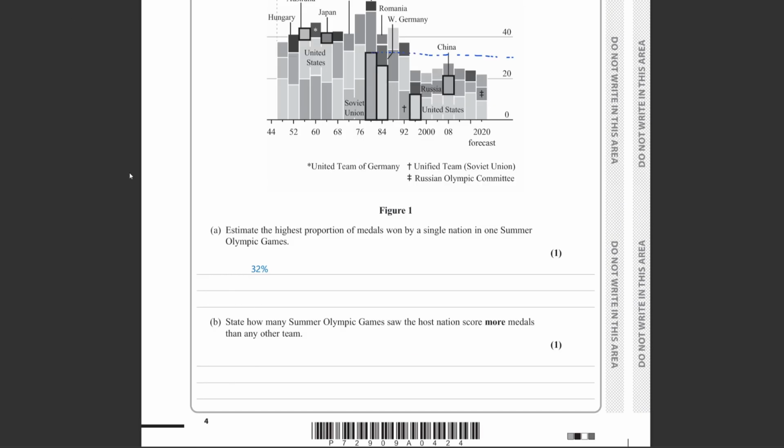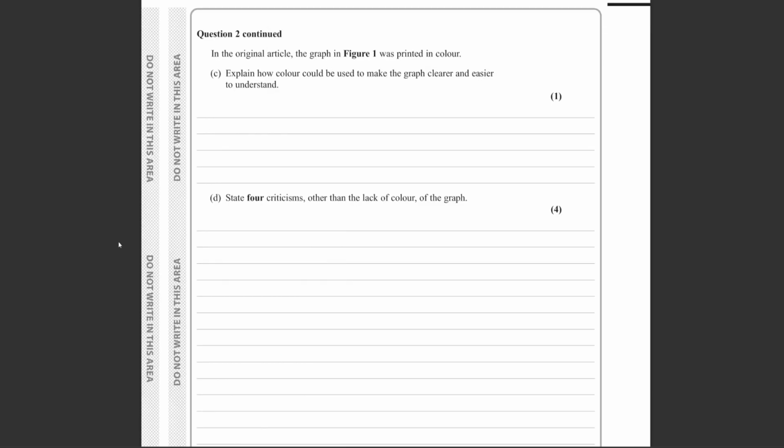In question B, we need to state how many Summer Olympic Games saw the host nations score more medals than any of the other teams. So we are looking into these 3 bars that are at the bottom of the graph. So we have 3. In question C, we need to explain how color could be used to make the graph clearer. Well, each country could be marked as an individual color.